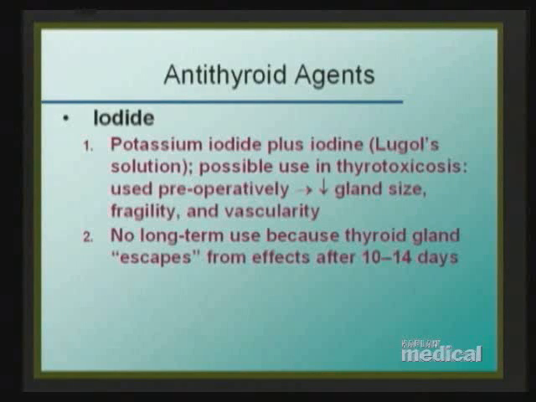Iodide is generally administered as potassium iodide with iodine. It's called Lugol solution. Possibly it's used in thyrotoxicosis, certainly preoperatively, because it works much faster than PTU. It can already start decreasing gland size and vascularity. But it's never used long term, since after a couple weeks, normally the thyroid gland escapes the potassium iodide by decreasing its uptake.